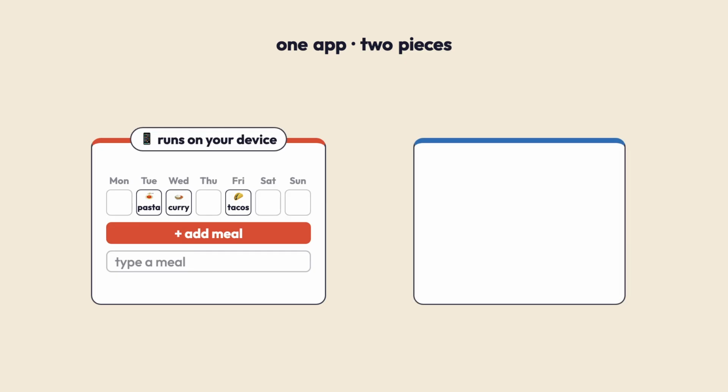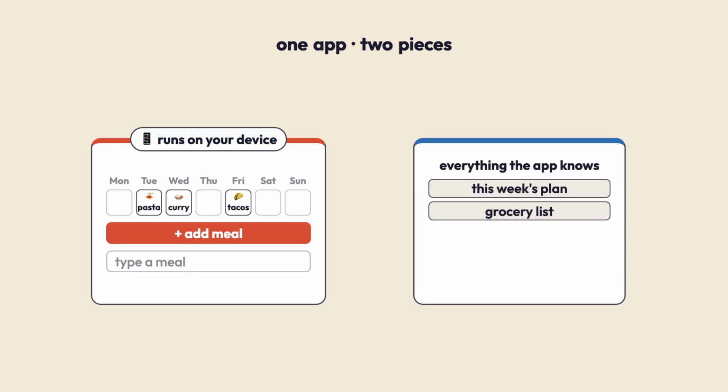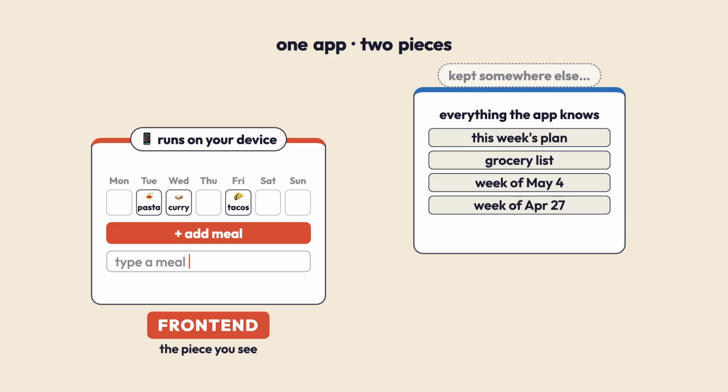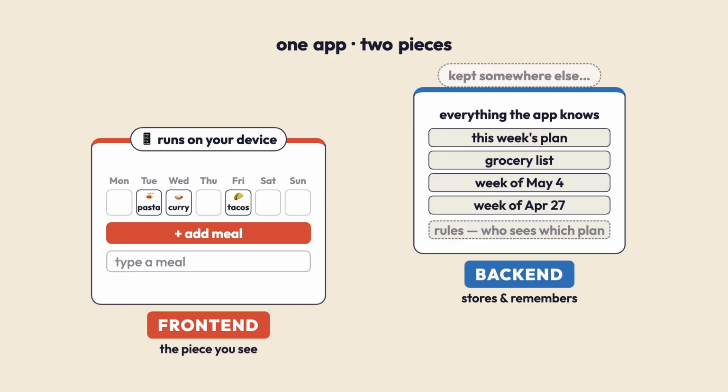The second piece is everything the app knows: your meal plans, your grocery lists, the weeks you've planned before. This information is not kept on your phone or your laptop. It's kept somewhere else, and we'll get to where in a few minutes. The piece you see is called the front end. The piece that stores and remembers is called the back end. It also holds the app's rules. Who's allowed to see which plan? Though storage is the part that matters today.